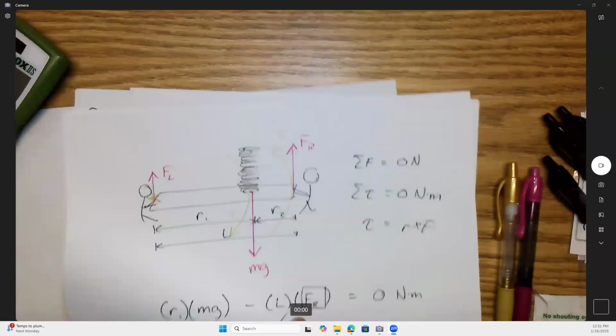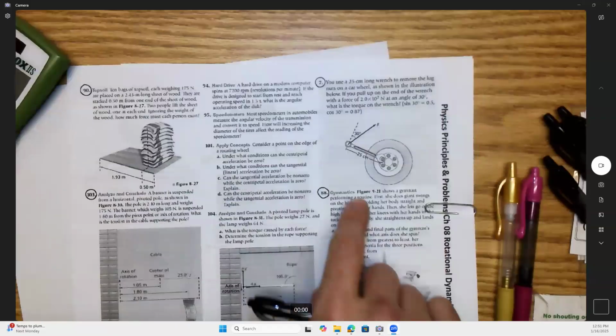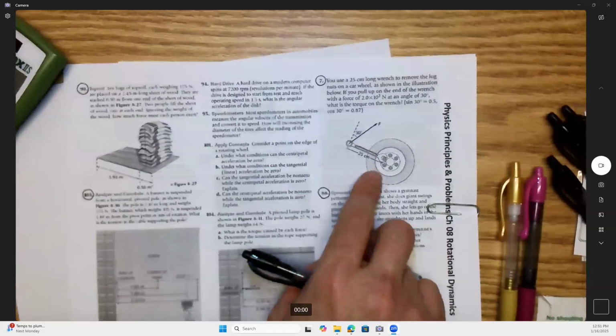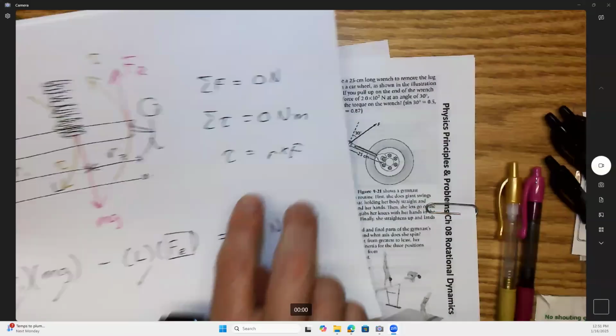And last one, and I'll give you guys some pointers on. Number 7, you guys see this wrench trying to turn this lug nut? They ask how much torque. Now, I told you guys torque is R cross F. Let me expand this out.